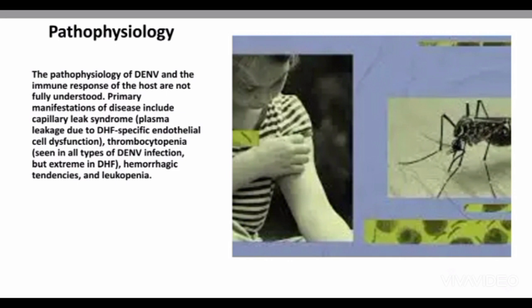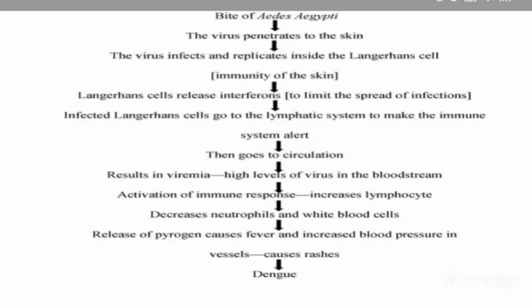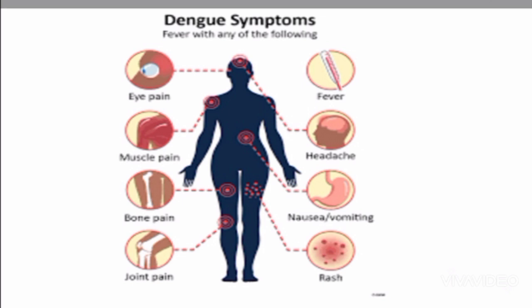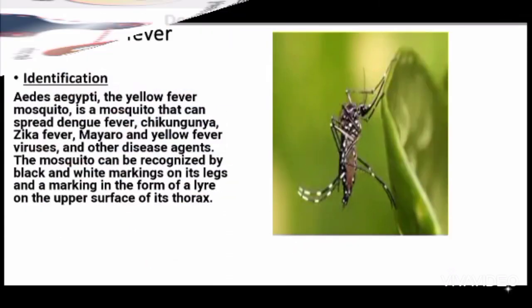The pathophysiology of DENV and the immune response of the host are not fully understood. Primary manifestations of disease include capillary leak syndrome, plasma leakage due to DHF-specific endothelial cell dysfunction, thrombocytopenia, seen in all types of DENV infection but extreme in DHF, hemorrhagic tendencies, and leukopenia. It is known that the major viral envelope glycoprotein, E, helps the virus bind to host cells, followed by viral replication. Dengue virus is the most common mosquito-borne infection in humans all over the world.